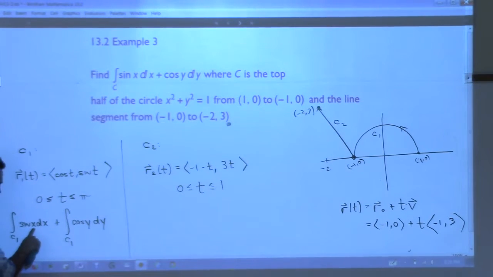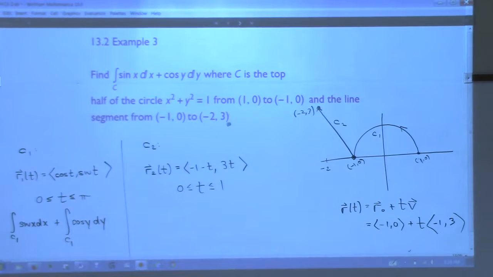So for x, we're going to replace it with cosine of t. That's weird, but that's what we do. Okay, so this is going to be sine of cosine of t. And then what do we replace dx with? Yeah, the derivative of this, which is negative sine of t. Yes? And my integral is going to go from 0 to pi.